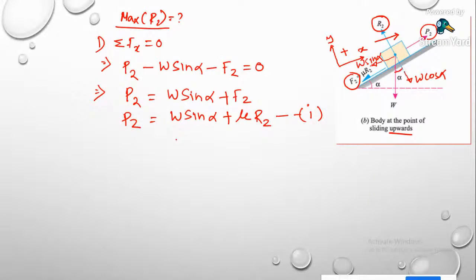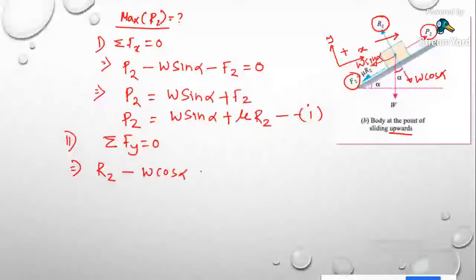So this is R2. R2 we need to find out. So we can find another equilibrium equation, that is net force in y direction will be equal to 0. So if you write down net force in y direction will be 0, so R2 minus this is W cos alpha. Any other forces acting? No. So it will be equal to 0. So simply R2 will be how much? This is W cos alpha. This is equation 2.